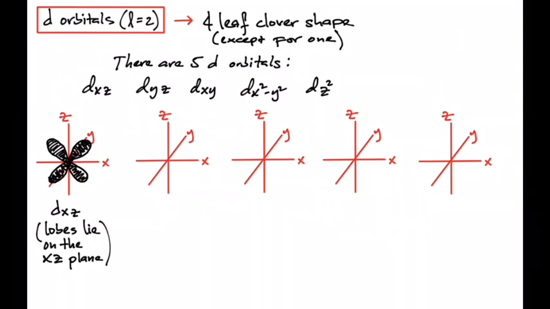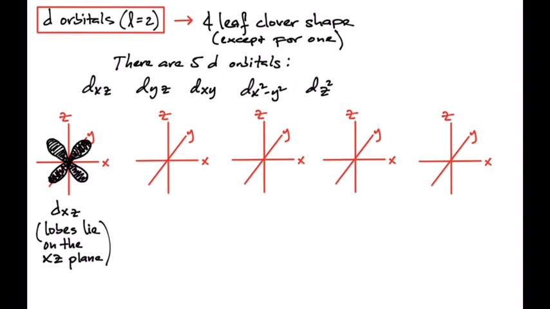It's basically like if you're looking at the whiteboard itself, and you put a piece of paper on the whiteboard, that's the xz plane. It's basically parallel to the whiteboard, okay? So that's the dxz, the lobes of the orbitals lie on the xz plane.